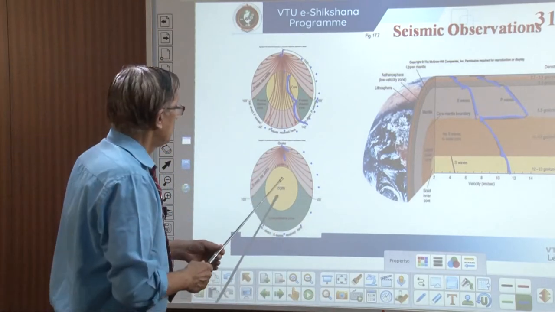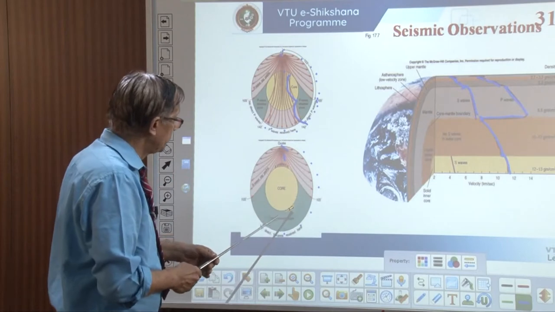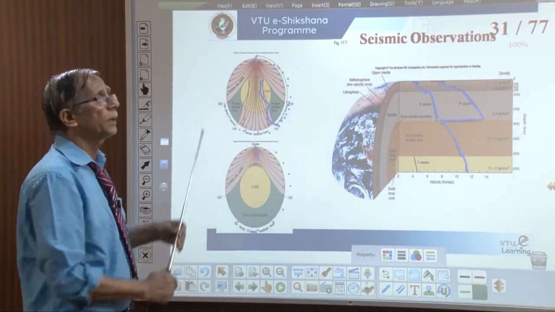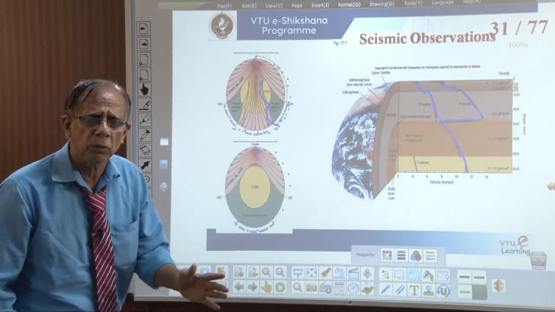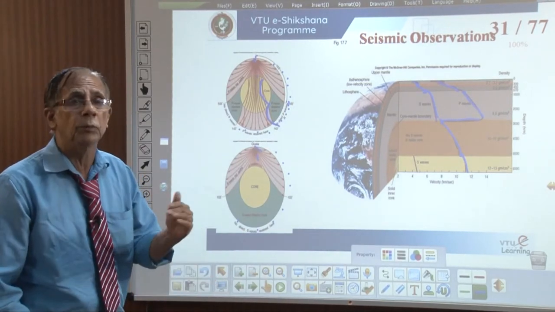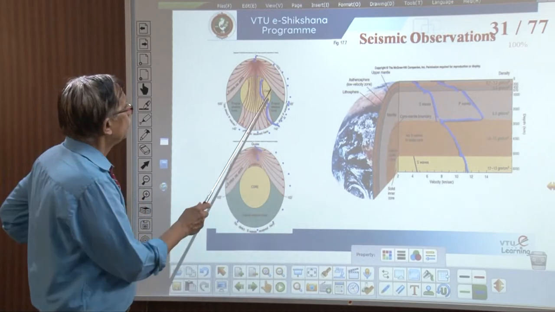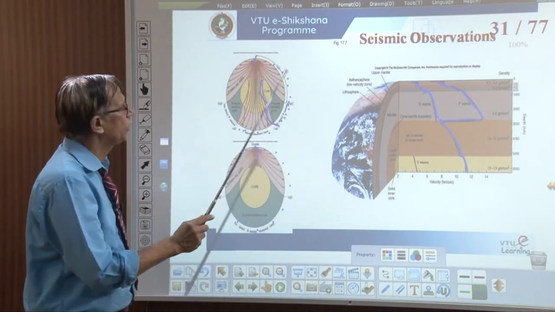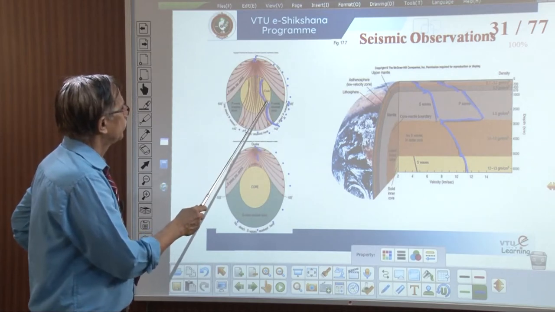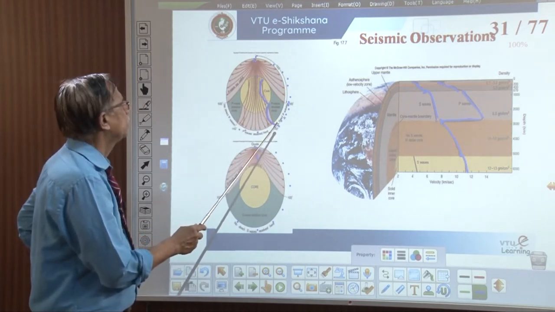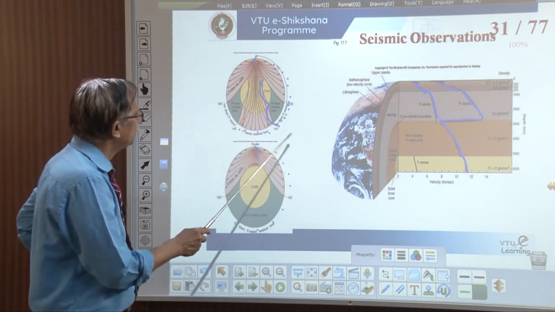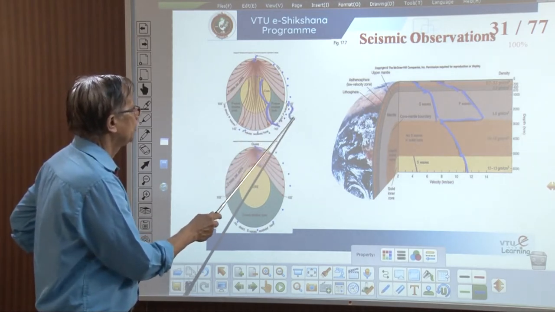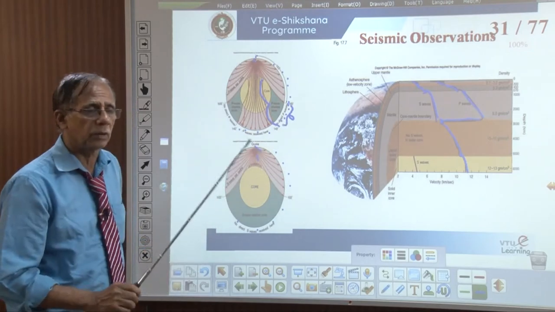Those regions which are beyond 105 to 142 degrees, we call the shadow region. Irrespective of the magnitude of the earthquake, no P wave, no S wave, because of their refraction pattern, they get modified. S waves do not travel, P waves get modified, therefore no records in this region. This is a shadow zone free from earthquake.